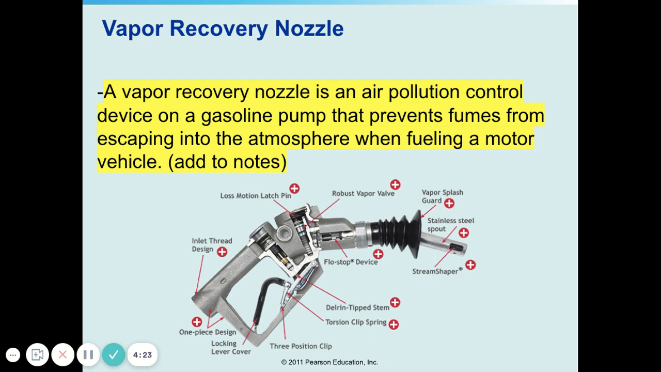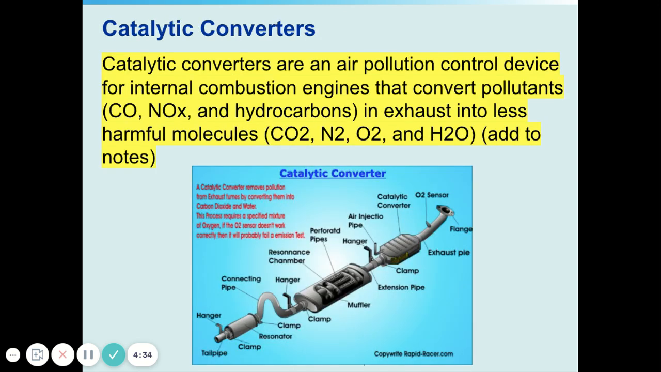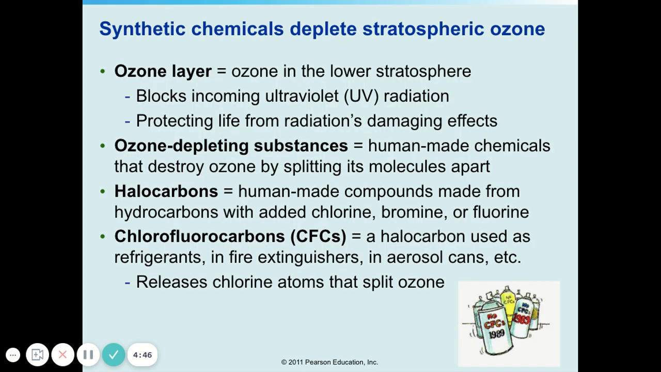One of the ways we can reduce smog is through the use of technology such as vapor recovery nozzles on gasoline pumps. Take a closer look next time you go pump gas. Add this to your notes. Catalytic converters are one way emissions from vehicles can be reduced, thus reducing smog.